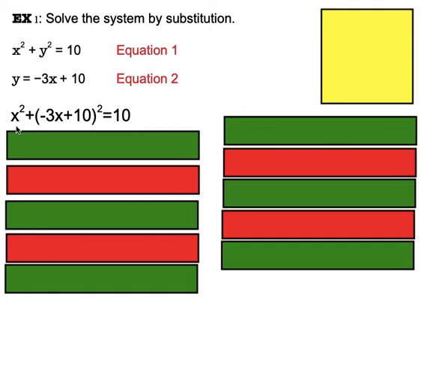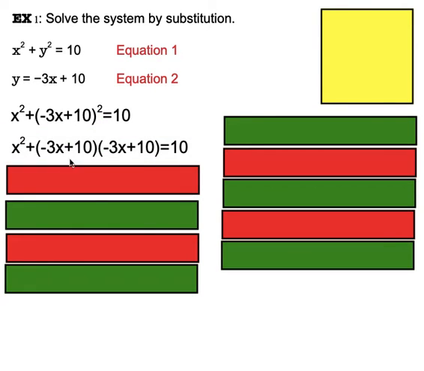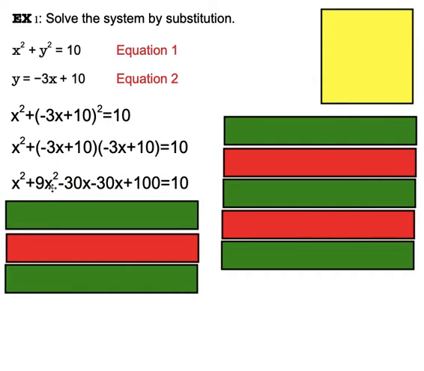Now when we do that, we get x squared plus the quantity negative 3x plus 10, squared, equals 10, because it was y squared. Now, if you remember, this is a binomial squared, so you could use a formula for that, or you can just write it out twice: negative 3x plus 10 times negative 3x plus 10. Since you have two sets of parentheses, you will need to FOIL that.